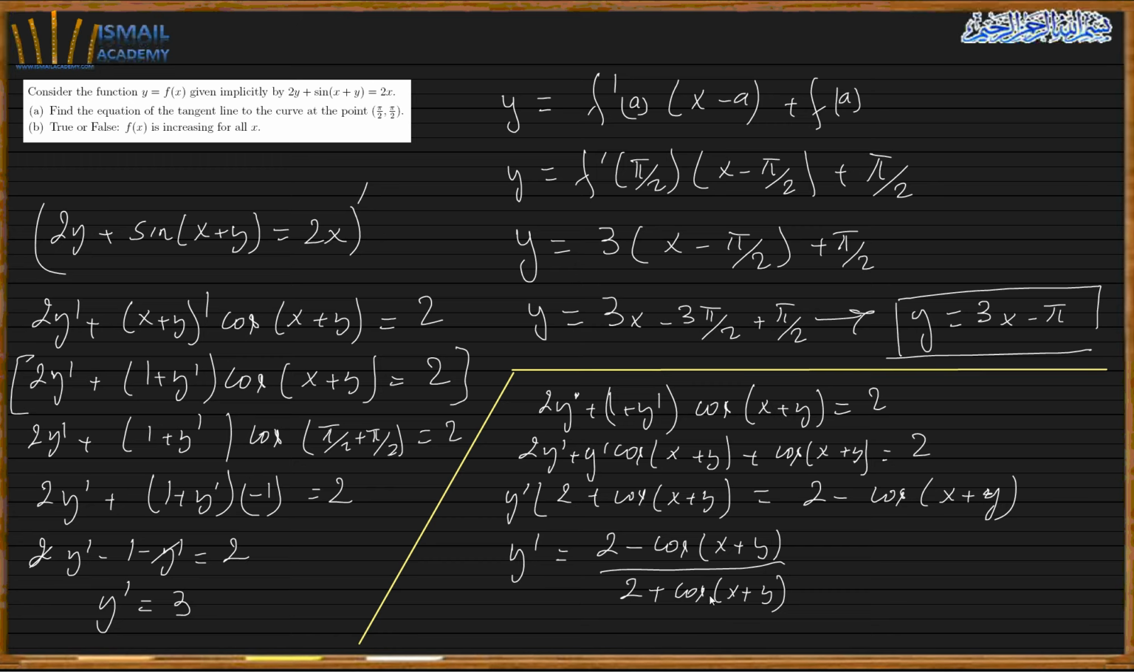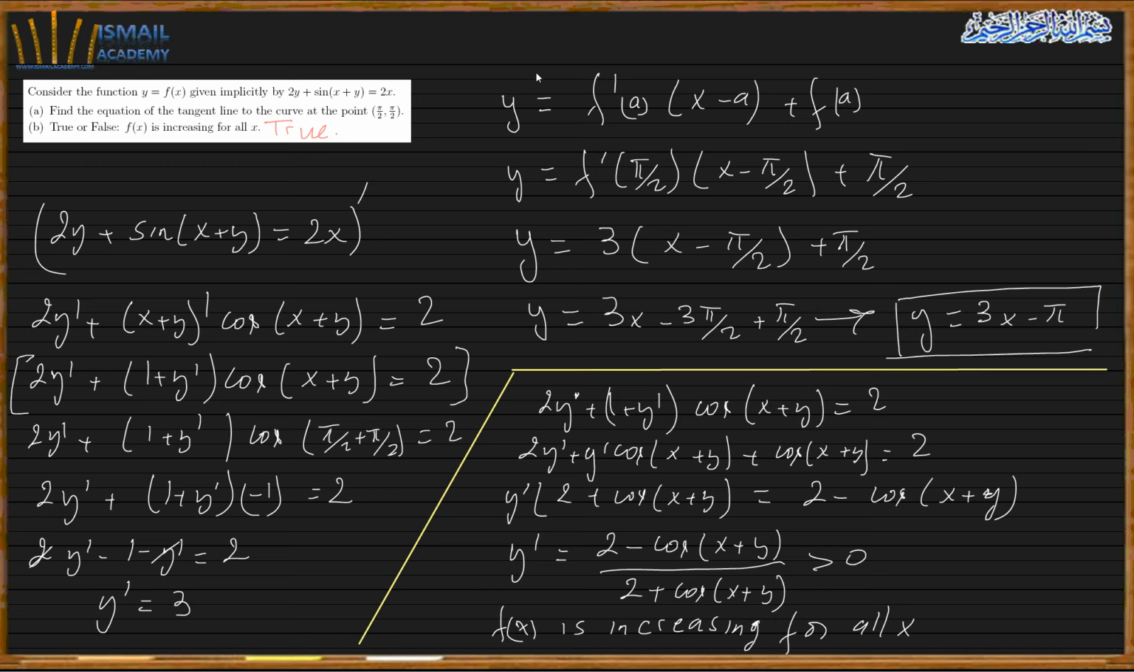So in that case, this is always positive, and this is always positive. That means the whole statement is always positive. Therefore, f of x is increasing for all x. So this is true.